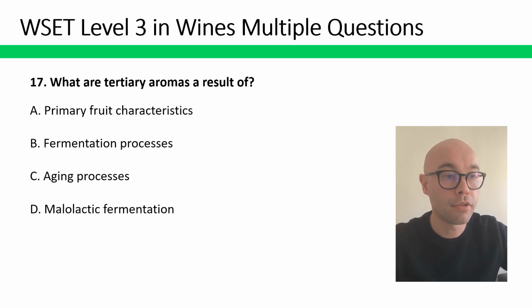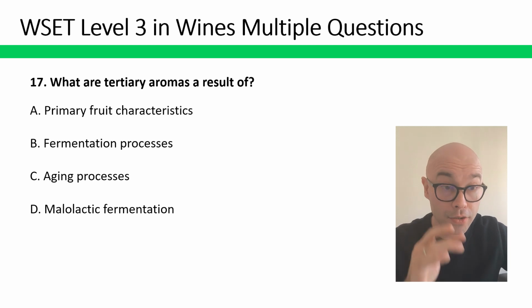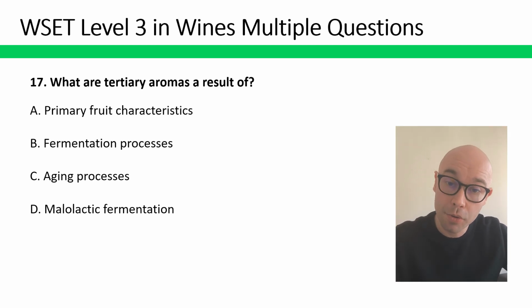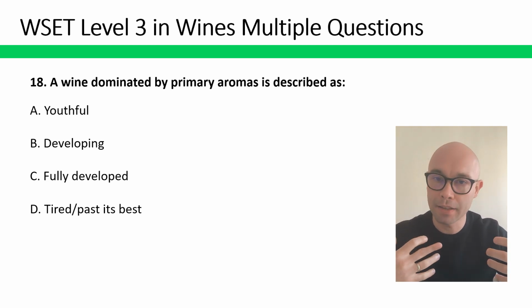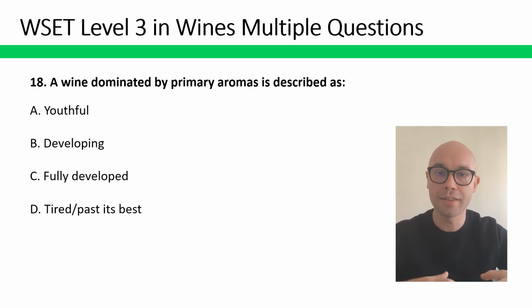What are the tertiary aromas a result of? Primary fruit characteristics, fermentation processes, aging process, malolactic fermentation. The correct answer is C, aging process in the bottle. So these are aromas like dried leaves, anything that reminds of dried, decayed fruit, dry leaves, dried meat, that kind of stuff.